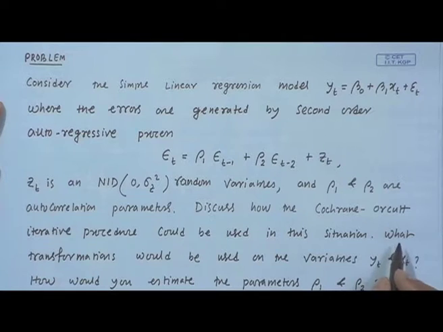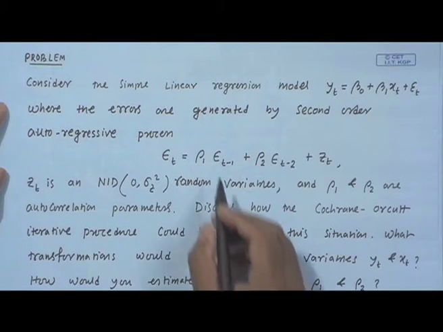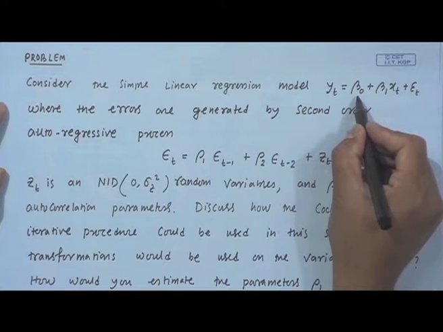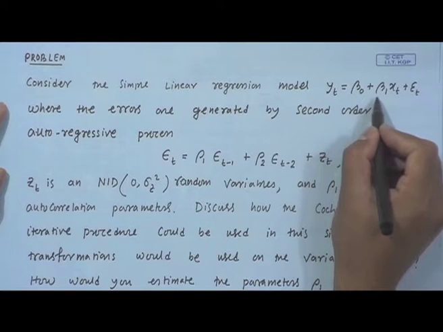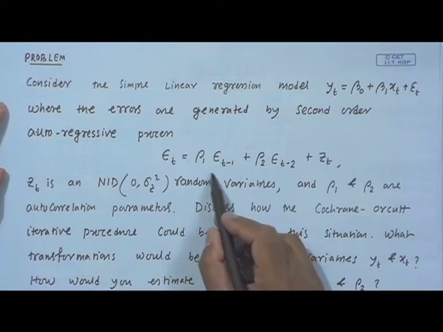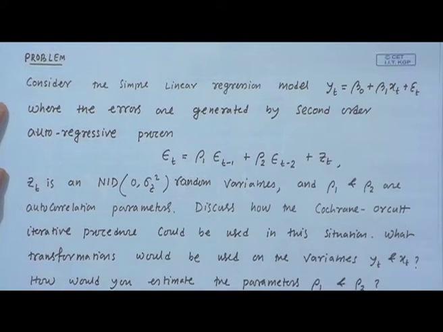So, it says: what transformation would be used on the variables y t and x t, and how would you estimate the parameters rho 1 and rho 2? Well, so this is the problem. How do you estimate the parameters beta naught and beta 1 in the presence of second order autoregressive error? Okay. So, let me start the solution for this problem.